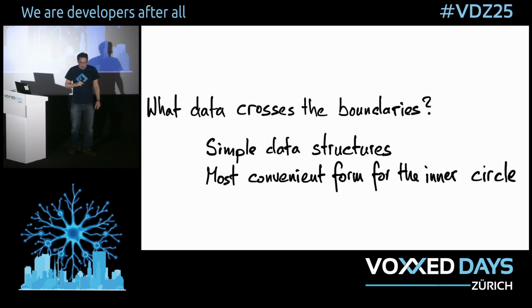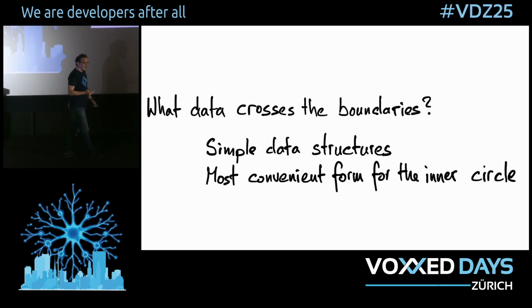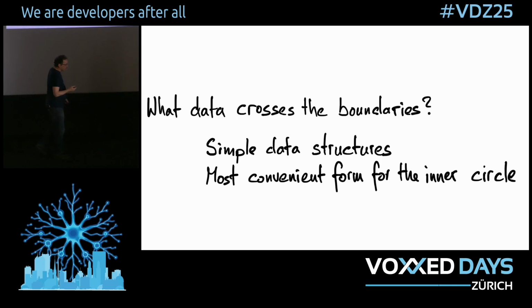He also added what data should cross the boundary between the layers. And he said it should just be simple data structures. Or as I would say, just data. No domain model thingies, just data. And this data should be in a way most convenient for the inner layer. That's obvious, because if an inner layer knows nothing about the outer layers, you can't optimize for outer layers. So optimize it for yourself, for the inner layer. But we still have some problems.